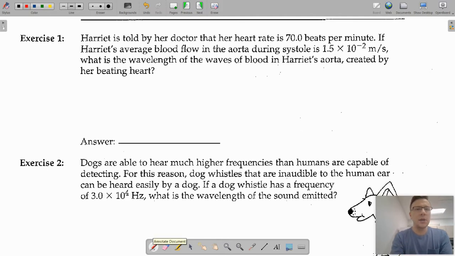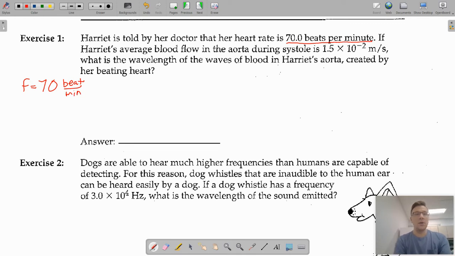Okay, so it says that Harriet's told by her doctor that her heart rate is 70 beats per minute. Okay, so that's like cycles per second. So remember, if we're talking about frequency, it's the number of cycles, in this case beats, per some unit time, in this case minutes. So beats per minute is a frequency. We'll go ahead and put that over here. So 70, we'll just write beat over minute.